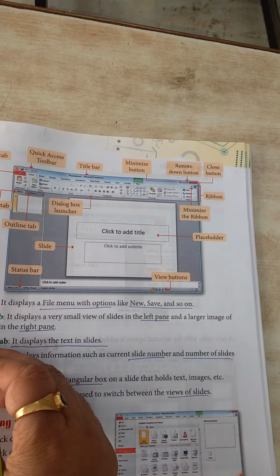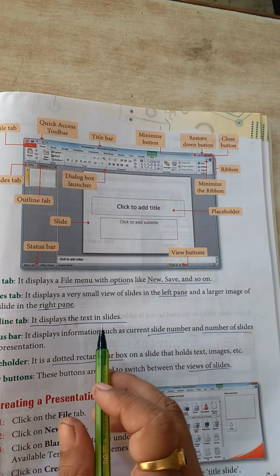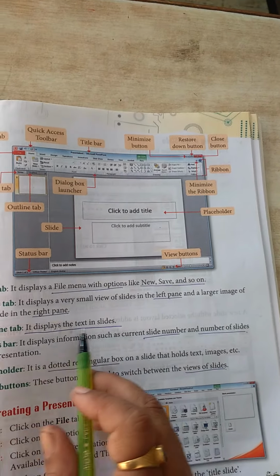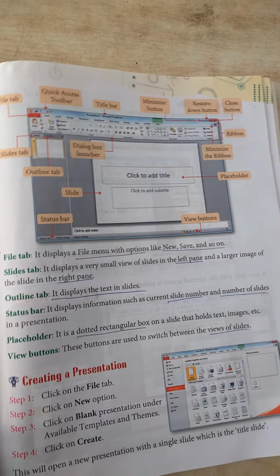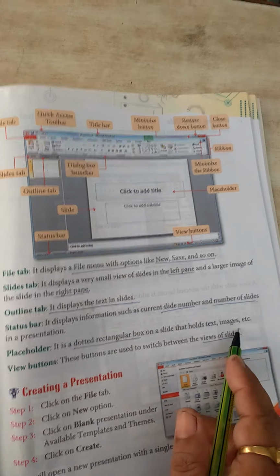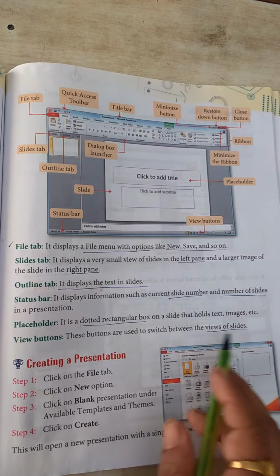And then next is slide tab. On the left pane, it is a small view of slides, and on the right pane we can see whatever we have created. Next is outline tab, and it displays the text in slides. Status bar shows slide number and number of slides. And next is placeholder, and it is a dotted rectangular box where we can hold text, images and whatever we have created. And view button shows the view of slides.